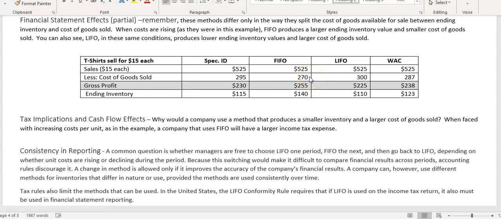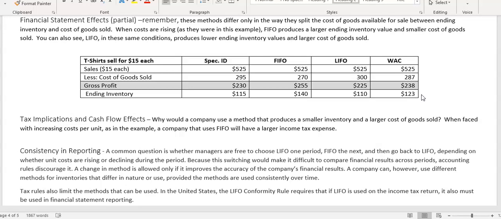That's because you're selling first the things you bought first, which in times of rising prices were your lower cost items, and what's left unsold are your higher cost items. With LIFO, it's just the opposite. We assume the last things that we bought are the first sold, and the last things that we bought, our most recent purchases, are our most expensive. What's left are our least expensive purchases, those we bought in the beginning. Weighted average cost falls somewhere between FIFO and LIFO, both for cost of goods sold and for ending inventory.